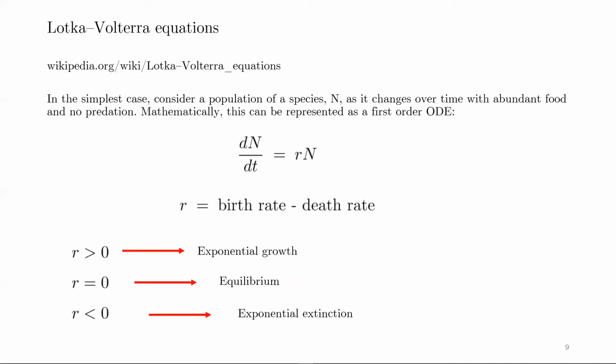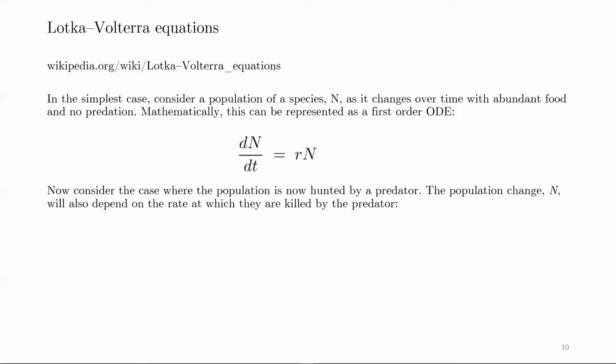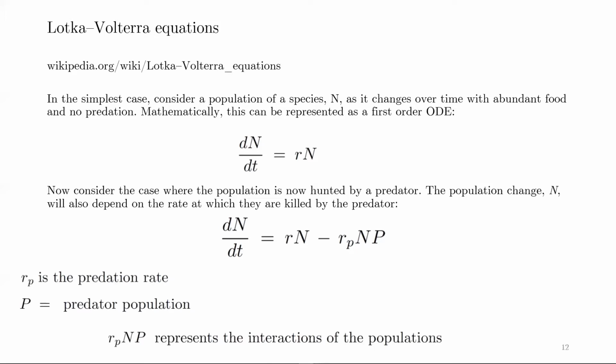So now if we add to this model the case where the population is now hunted by a predator, n here is the number of the species. I'm going to call capital P the population of the predator, and this constant here, r of p, is the rate of predation. Okay, that's predation rate. So here we have these first two terms, dn by dt equals rn. This is our exponential growth equation, or exponential decay equation, in other words, without predation.